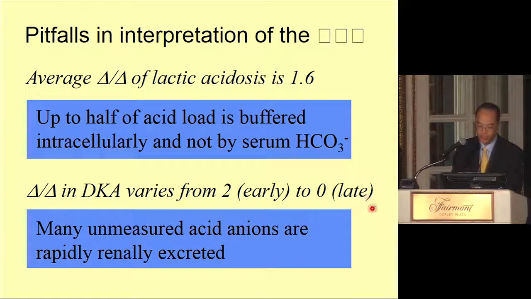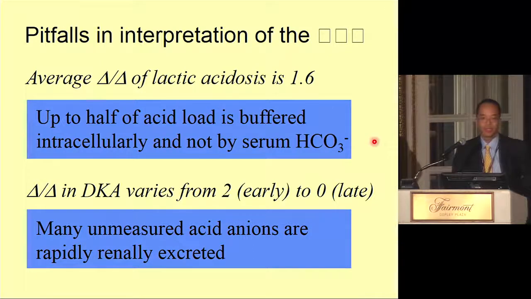Okay, so on to the more subtle version of this. What I've shown you is the sanitized version that you have to remember for the boards. As you know, reality is always a little more complicated. So in this case, it turns out that the normal delta-delta in a simple anion-gap acidosis is not really 1. Often it's higher than 1.